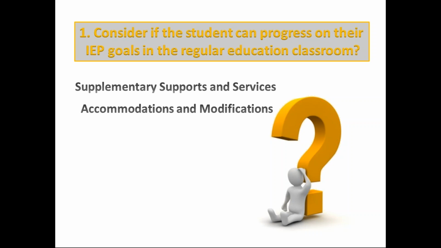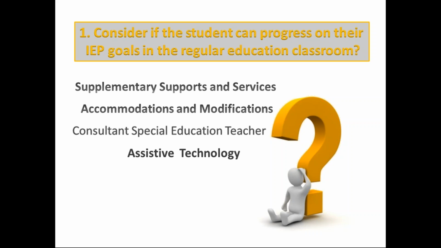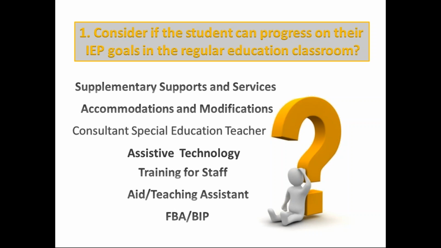accommodations and modifications, consultant teacher education services, assistive technology, training for staff, an aide or a teaching assistant, a functional behavioral assessment or a behavior intervention plan, FBA or a BIP, or etc., something that may be unique to your child that needs to be looked at.